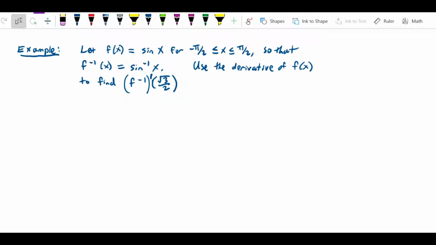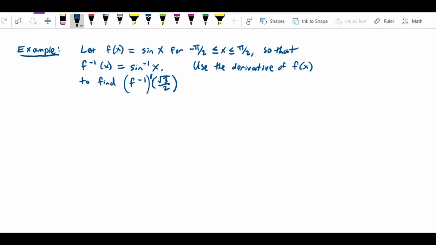So let's suppose that f of x is sine x for the restricted domain negative pi over 2 to pi over 2. You'll recall from chapter 1 that we needed to restrict the domain in that way in order to ensure that the sine function was invertible. We have to define a domain on which the function was 1 to 1. We used that domain, and when we restricted the domain in that way, we were able to define its inverse, which we write as sine to the minus 1, but we pronounce as arcsine.